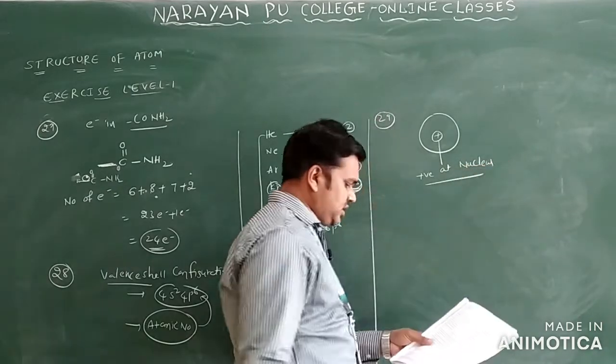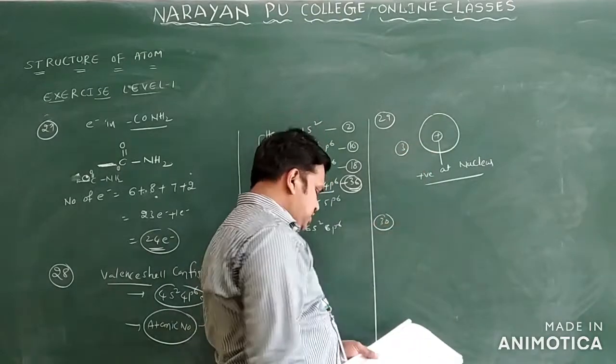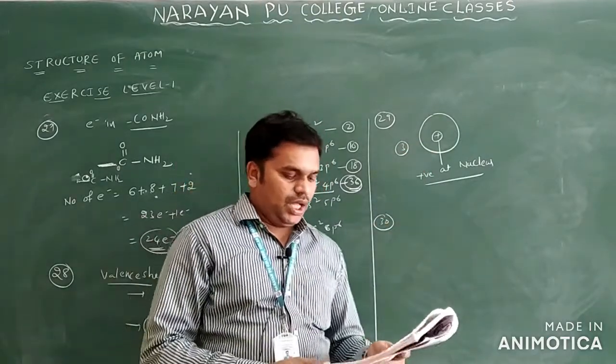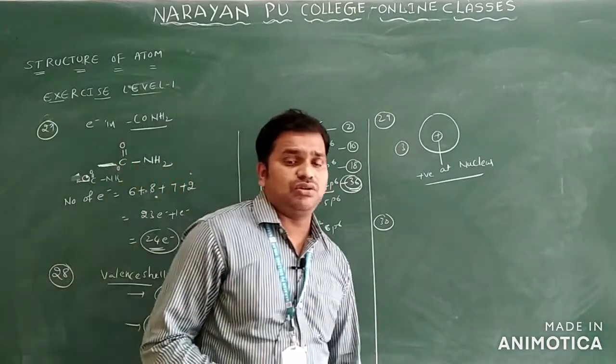What is your answer? You will take option 3 for this question only. Now we can see question number 30. A metal surface is exposed to the solar radiations. It is related to the photoelectric concept.